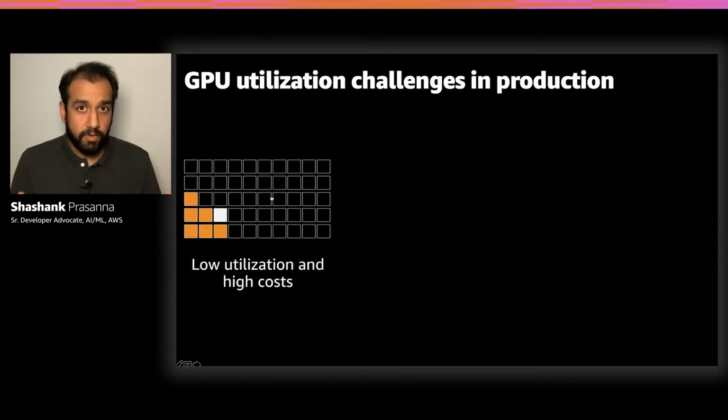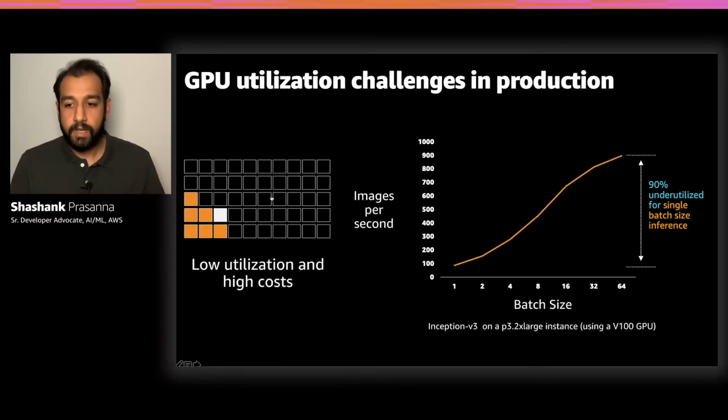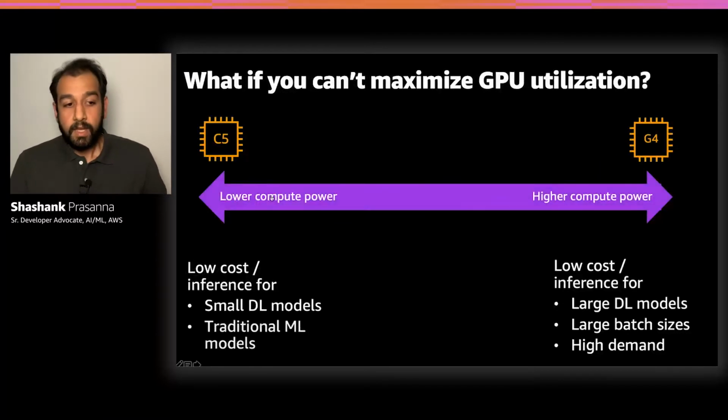So as I mentioned, one of the key challenges with GPUs is that keeping its utilization high can be challenging, especially if you have smaller models. And the graph here shows that for real-time inference requests, when you have sporadic requests coming in, which are small batch sizes, your GPU tends to be heavily underutilized, in contrast to batch processing jobs where you can actually keep the GPU fully utilized.